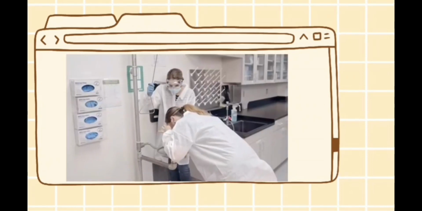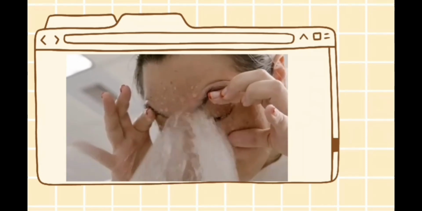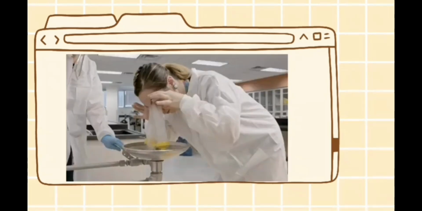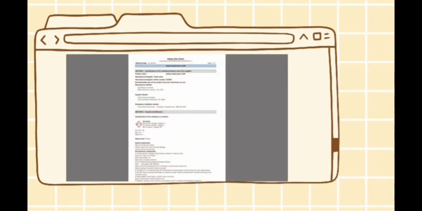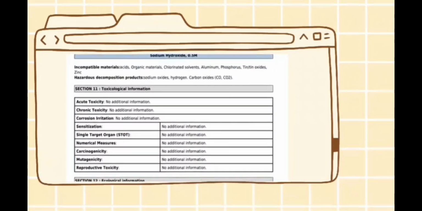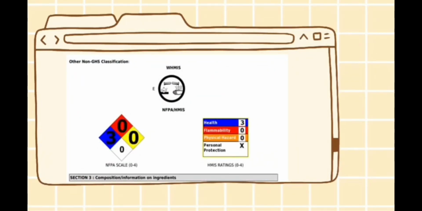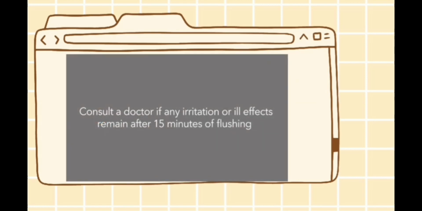It will not be comfortable to hold your eyes open in the water for that long, but it is necessary to flush out the hazardous material, and it is well worth it to save your eyes. Have someone call security and check the SDS for the material that was splashed in your eyes. Ensure that security documents the incident with an incident report afterward. Consult a doctor if any irritation or ill effects remain after 15 minutes of flushing.